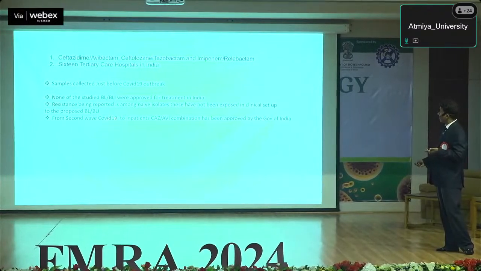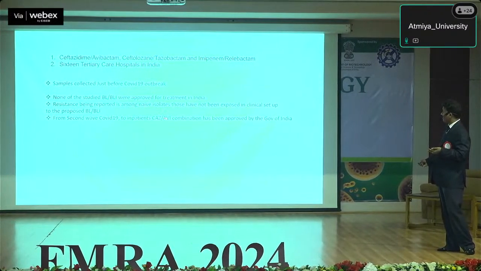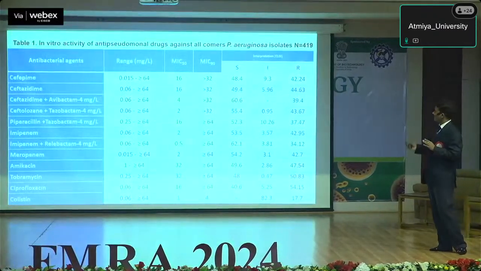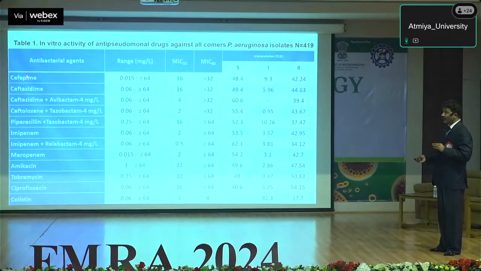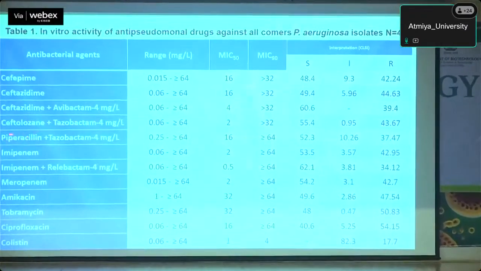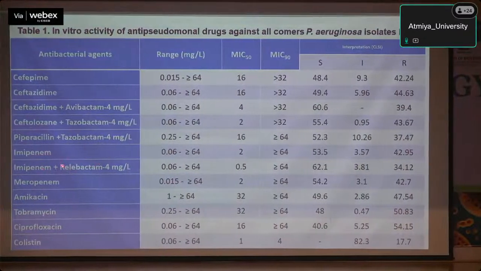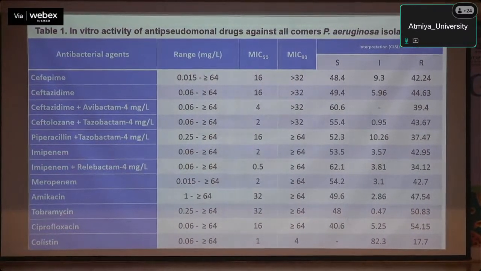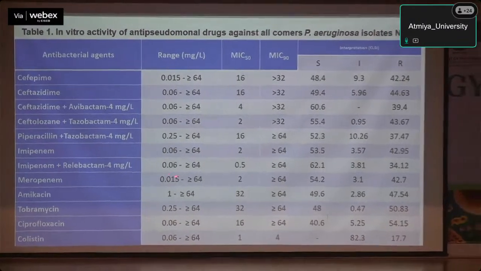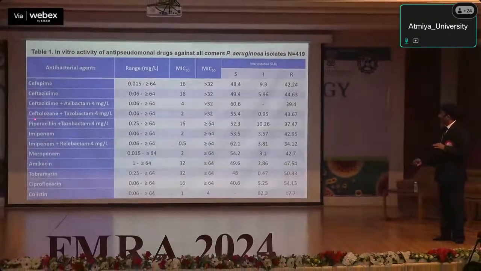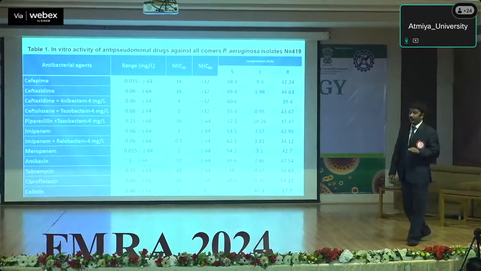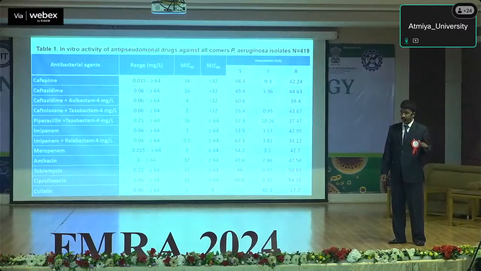From the second wave of COVID-19, for inpatients, ceftazidime and avibactam combination has been approved by the government of India. That's an emergency approval. So what we see here: cefepime, a fourth-generation cephalosporin, ceftazidime with avibactam, then ceftolozane with tazobactam, piperacillin with tazobactam, imipenem with relebactam. We have seen that more than 52% of isolates exhibit resistance to ceftazidime-avibactam, ceftolozane-tazobactam, as well as imipenem-relebactam. Which is very surprising, that despite having no exposure, they have resistance.